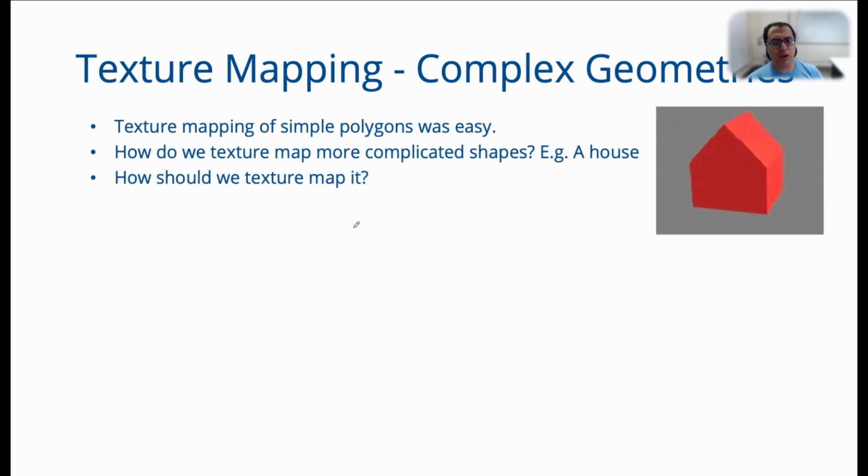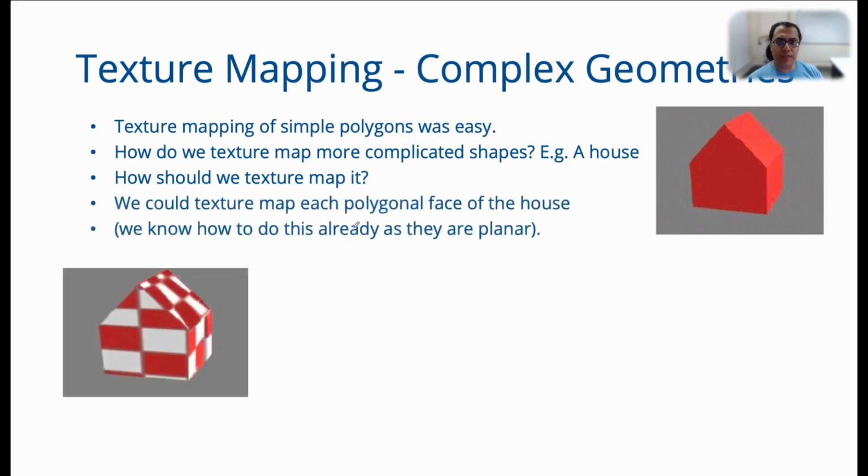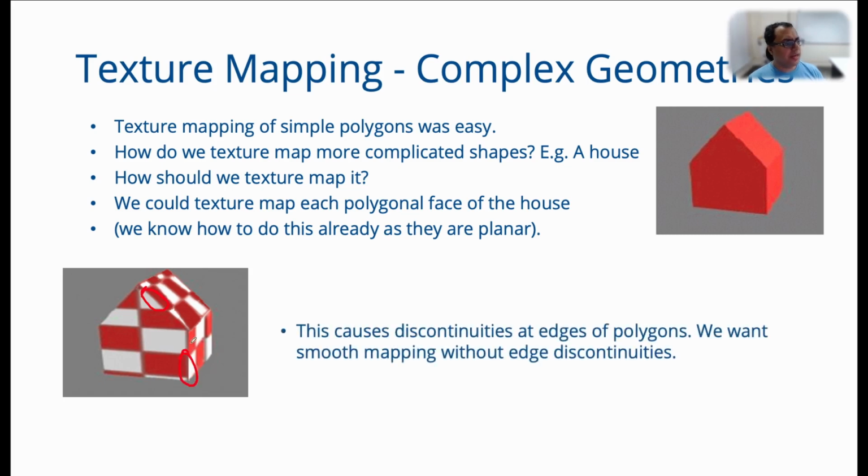What if you have a complicated polyhedron shape like this house? How should we texture map this house? Well, one thing you can do is take every planar face of this house, which is a polygon, and do texture mapping on it separately. But if you do that, you will see that you get these discontinuities at the seams. You get these discontinuities at the edges, and this is perhaps not what you wanted.